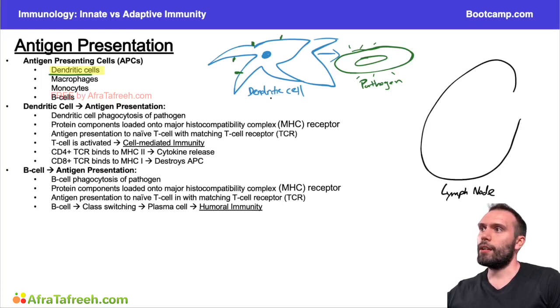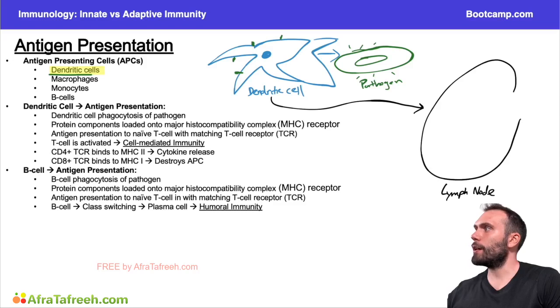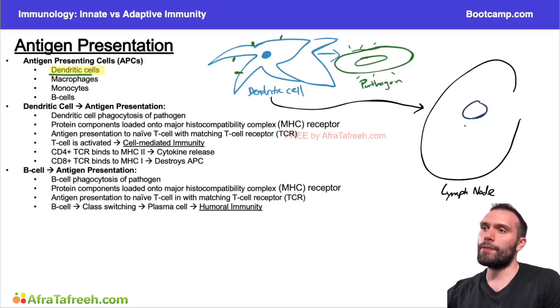So this dendritic cell can travel to a lymph node now with these antigens presented. And inside of our lymph node, remember what we talked about. In the paracortex, we're going to have some T cells here. And this dendritic cell is going to come in and present those antigens to the T cell.